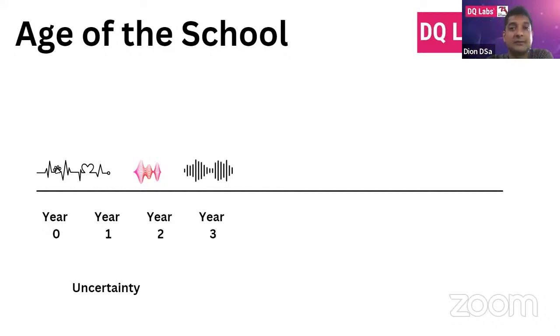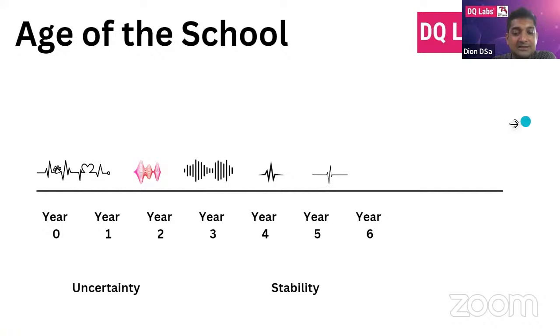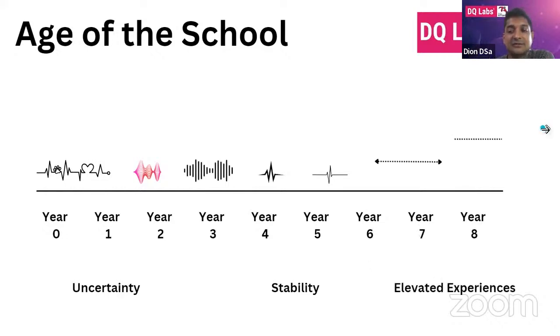Maybe the hostels are not ready. Maybe the campus is not finished. Maybe the infrastructure is not ready. Maybe the equipment is not all there. So that's the uncertainty you'll have to deal with in the initial years of any school. As you progress, an element of stability fits in, because you have systems and processes in place, and things are a lot smoother. And as you progress to year 7, 8, or beyond, that's when you have these elevated experiences.